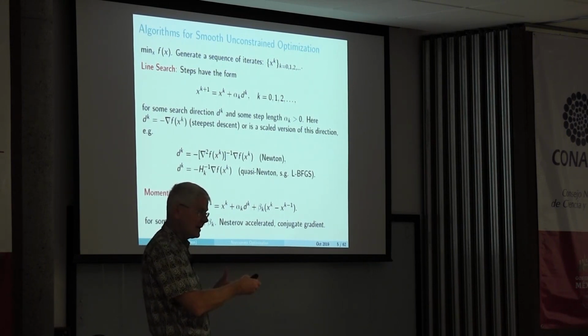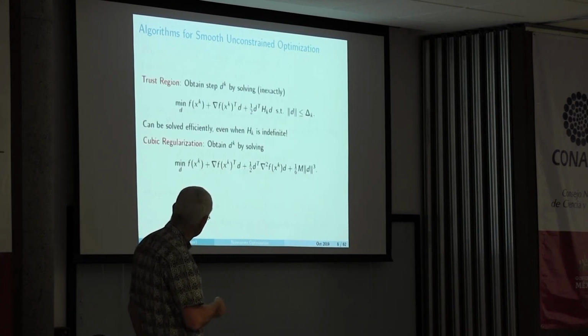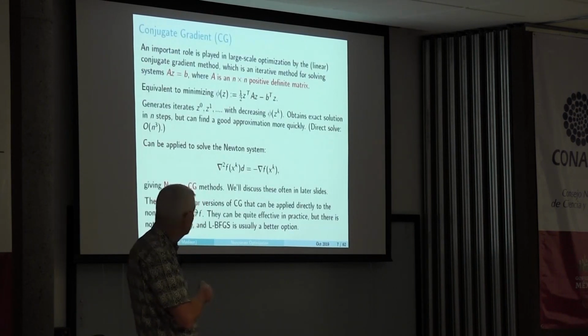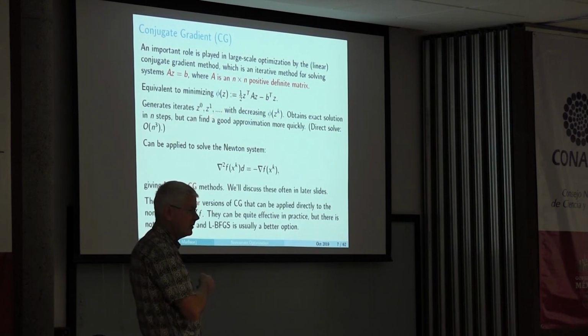Now, if n is very large, it can be very expensive to solve that system. And so that's where conjugate gradient might come in, because conjugate gradient is an iterative method for solving systems of the form Az equals b, where A is an n by n positive definite matrix.